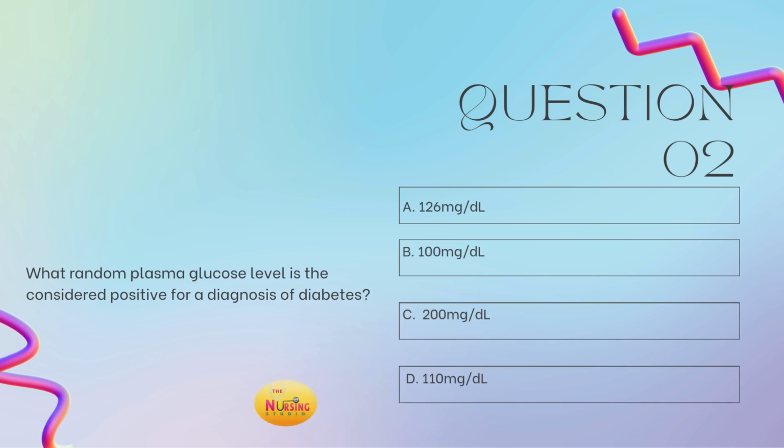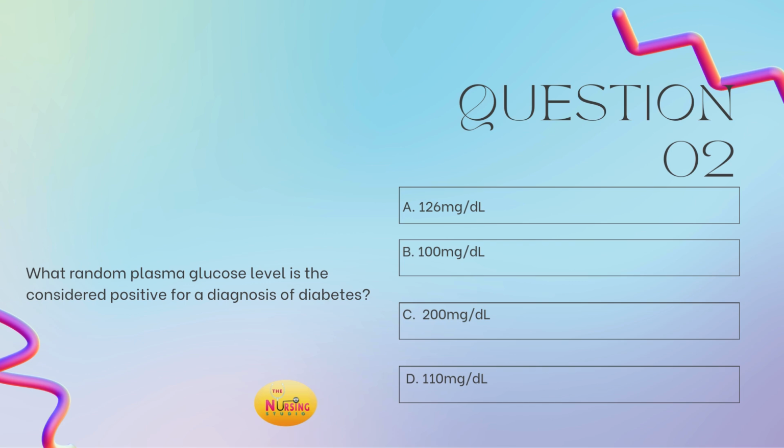Question number two, what random plasma glucose level is considered positive for a diagnosis of diabetes? Is it A, 126 milligrams per deciliter, B, 100 milligrams per deciliter, C, 200 milligrams per deciliter, or D, 110 milligrams per deciliter? Take a moment and tell me. All right, so what random plasma glucose level is considered positive for a diagnosis of diabetes? The answer is C, 200 milligrams per deciliter or greater, right?